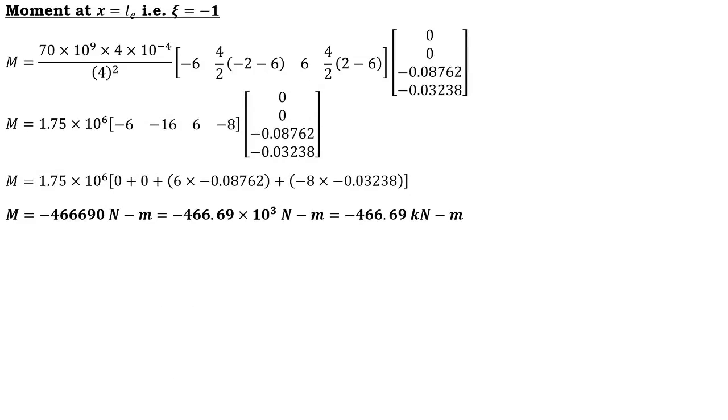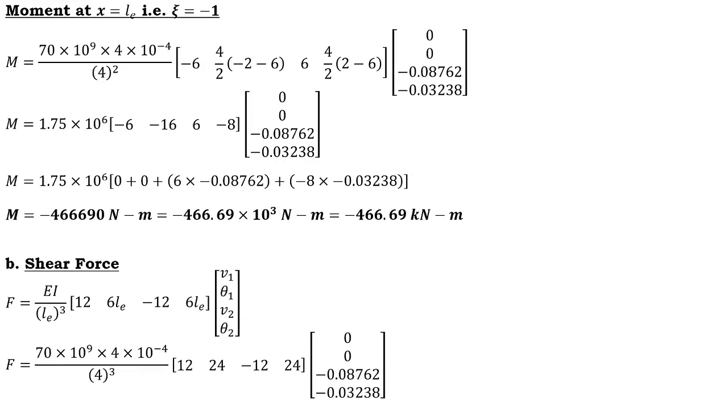Now when I come to the moment at x equal to Le, that is at x equal to 4 meter, which is at the fixed end, the value of zeta is minus 1. Similarly, when I substitute all the values here, I am going to get the value of moment. That value of moment is minus 466.69 kilonewton meter. Then next I need to calculate the shear force. So this is my shear force matrix.